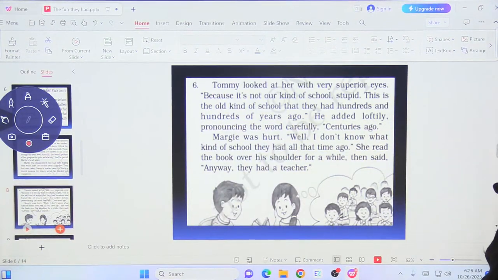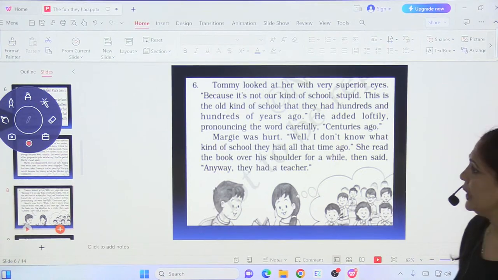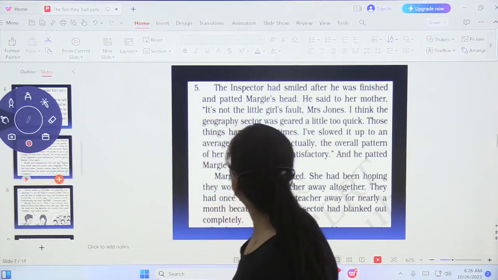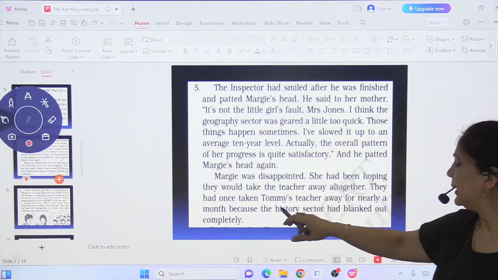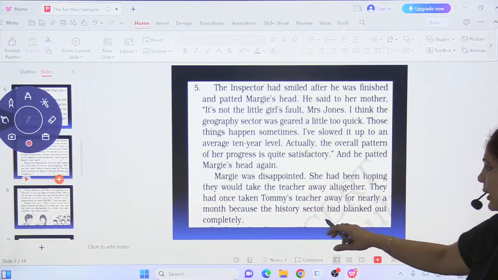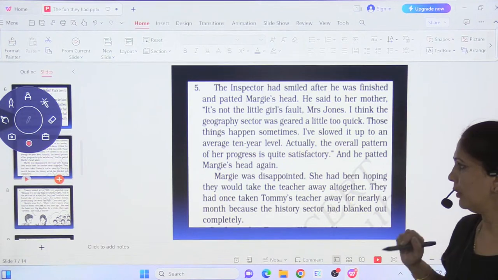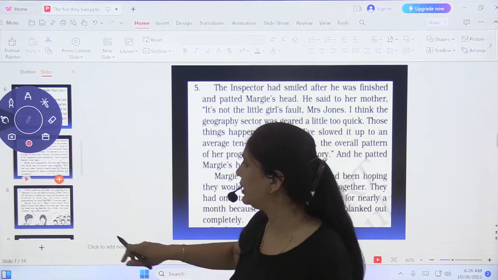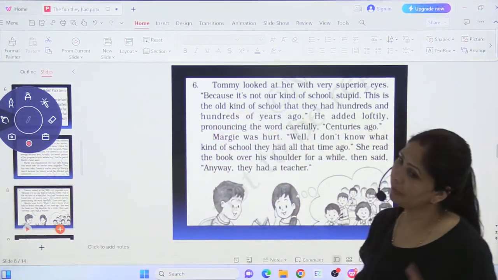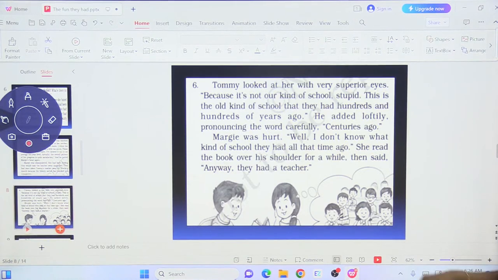Tommy looked at her with superior eyes. Margie was disappointed. She had been hoping that they would take the teacher away altogether. They had once taken Tommy's teacher away for nearly a month because the history sector had blanked out. Now they started talking about the kind of school that they were studying in and how different it was from the school that was there in the olden times. So Tommy looked at her with great superior eyes. Why was he feeling superior at that point of time? Because he is elder, but that is not the only reason.